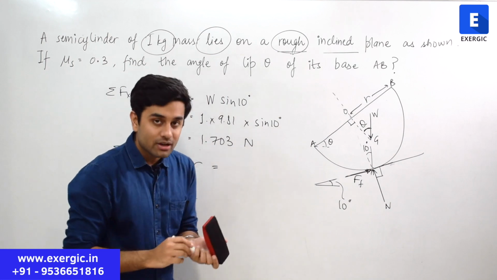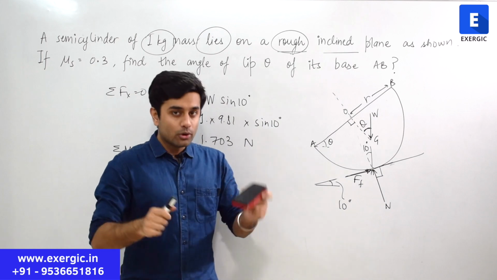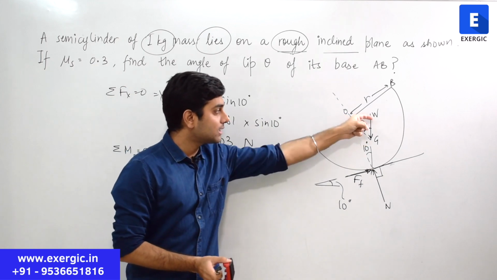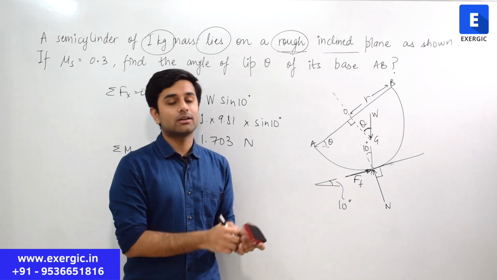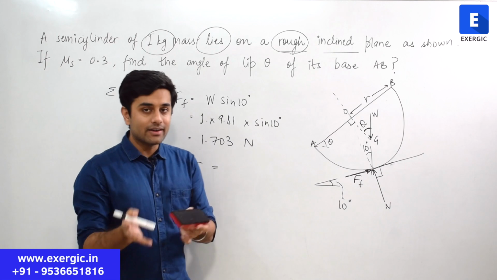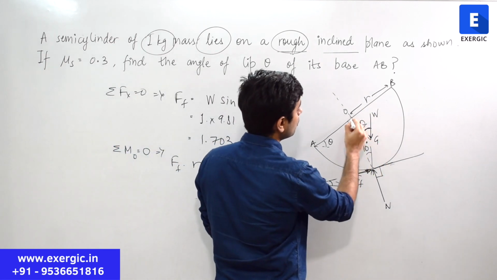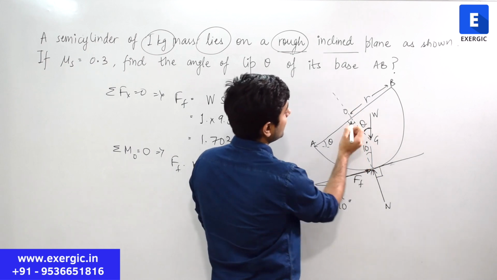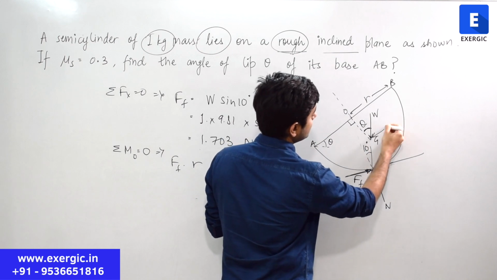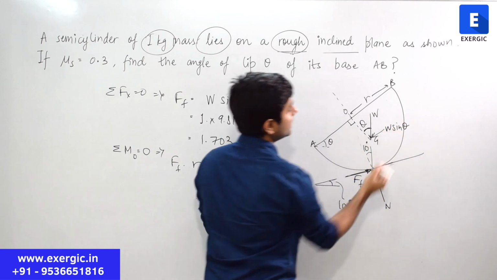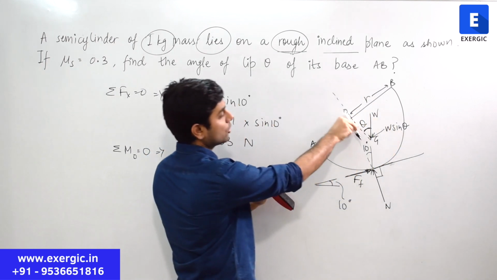Now again, one funda I will use from what I have taught you. I told you that whenever you have such a case where the direct distance is not known to you, it is easy to just break down the W into two components, or any vector into two components. So here W can be broken down into W cos theta, which will be passing from the center O, and W sin theta, which will be like this. This W has been broken down into W sin theta and W cos theta.